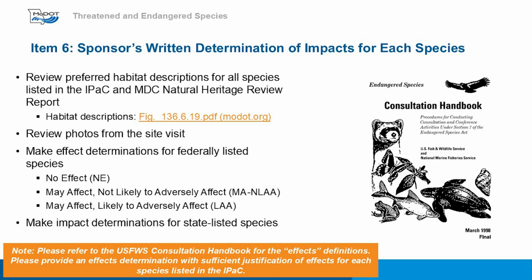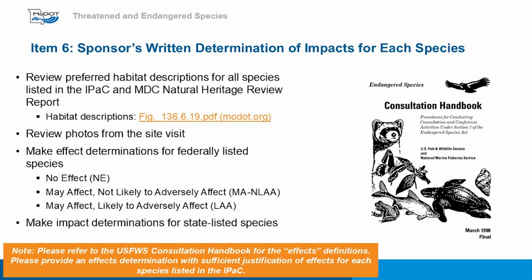Start by reviewing descriptions of preferred habitat for all IPAC and MDC species applicable to your project using MoDOT's Habitat Description document. It's available at the link on the screen and in section 136.6.6 of the EPG. Next, if you completed a site visit for tree removal or bridge and structure work, review those photos to determine if they represent suitable habitat for any species listed in your IPAC or MDC report. For federally listed species, or those species listed in your IPAC official species list, make an effects determination.